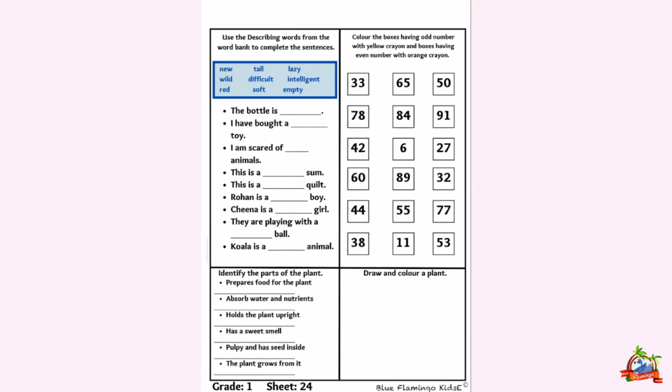Let's move to our next section, which is of maths. The question is, color the boxes having odd number with yellow crayon and boxes having even number with orange crayon. जिस भी बॉक्स में ऑड नंबर होगा उसे येलो से कलर करना है, और जिसमें इवन नंबर होगा उसे ऑरेंज से कलर करना है. So get ready and take out your crayons and be ready to color these.